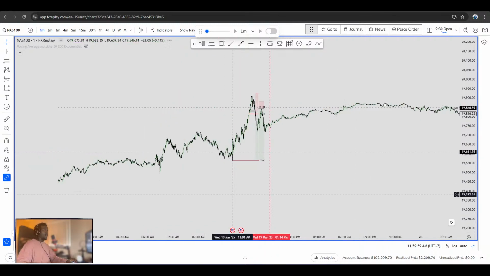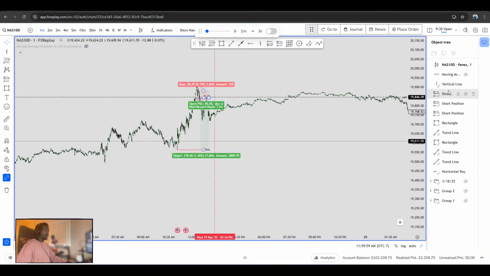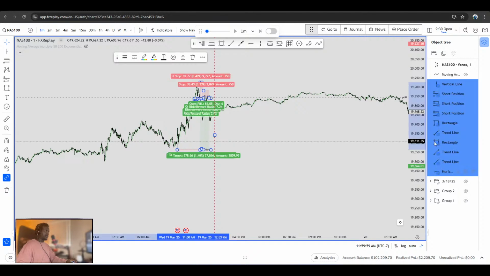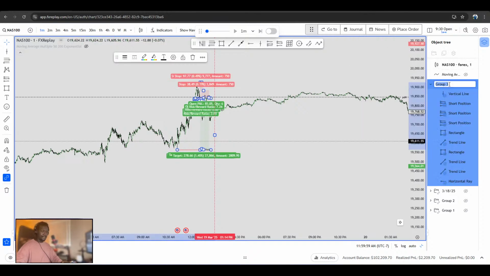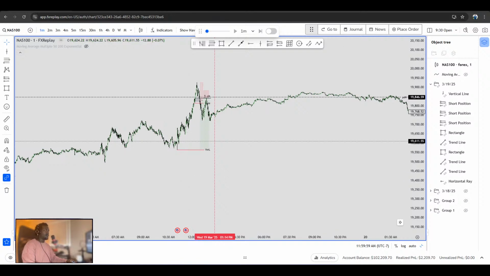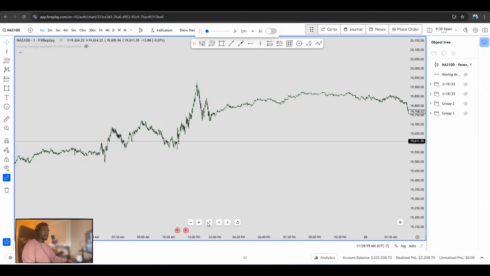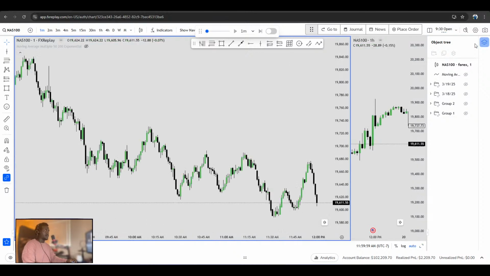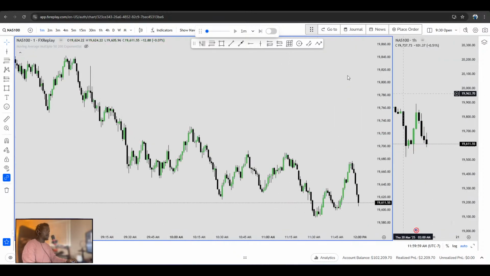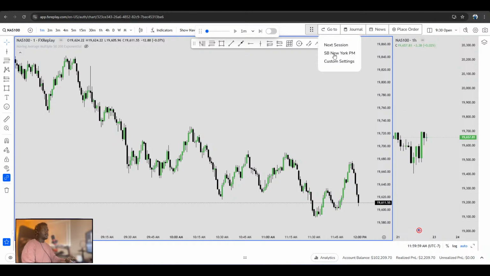So all right, let's go to the next day real quick. I'm going to make this a little bit faster now. So this was a 319, 25. Let's go to the next day. We're going to hide those levels. And let's go to the next day. Boom. Next day, 11 p.m. candle.